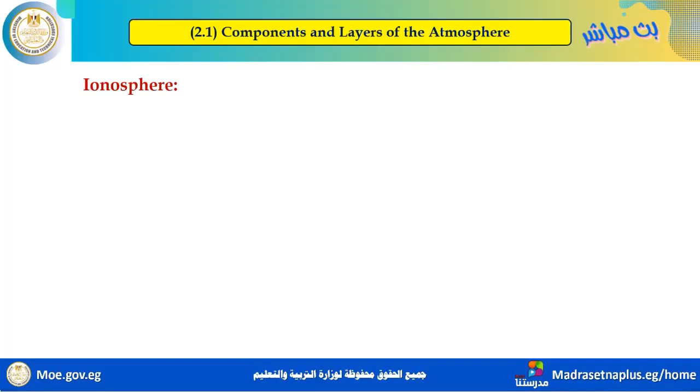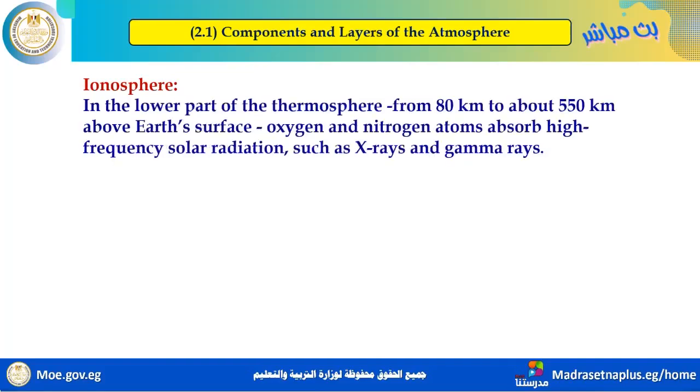Ionosphere. We have studied thermosphere, ionosphere. What do we mean by ionosphere? Ionosphere is the lower part of the thermosphere, so it is related to it, from 80 to 550 kilometers above the Earth's surface. It contains oxygen and nitrogen atoms. They absorb high frequency solar radiation, such as X-ray and gamma ray. So, ionosphere is the lower part of what? Thermosphere, found from 80 to 550.